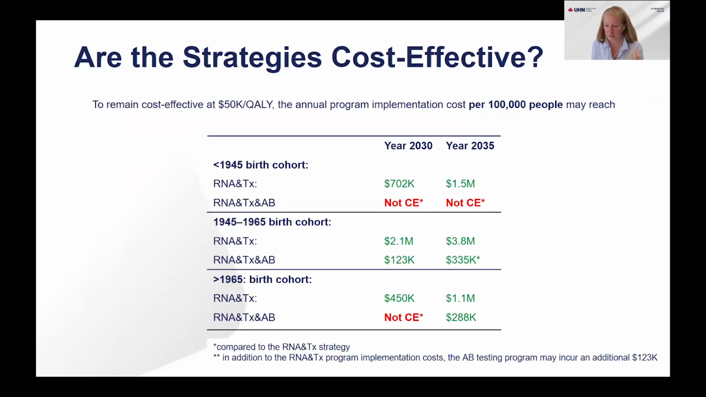And so we also looked at the different birth cohorts. Overall, for most of the programs and the two time horizons, these interventions are cost effective, not so much in the 1945 and earlier cohort, where broad antibody screening is not cost effective. It's mostly because the 1945 and prior birth cohort is people who would be 80 years old already now, so there is not much time to generate that benefit.